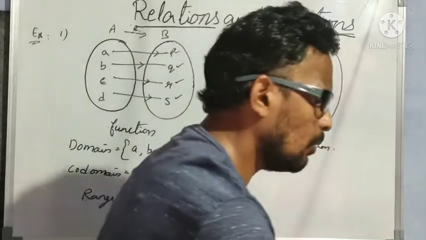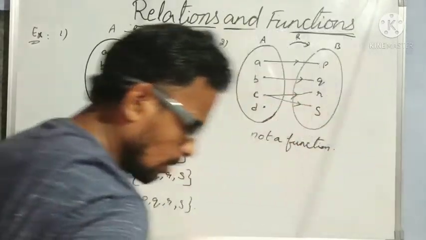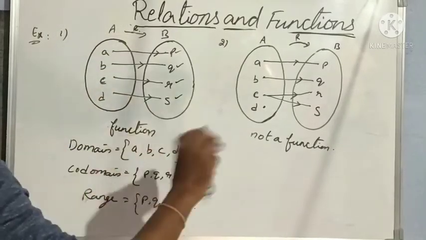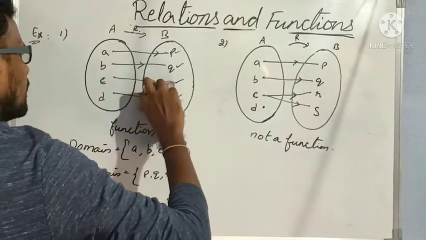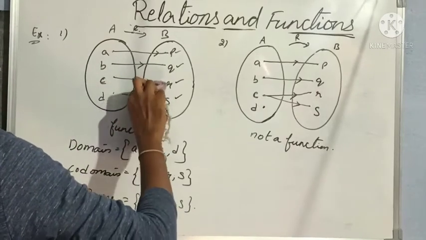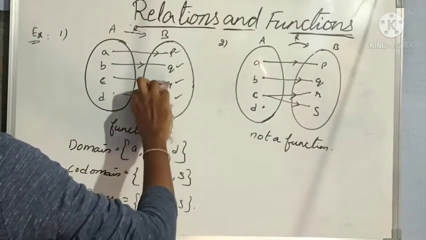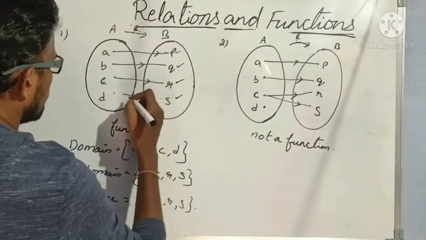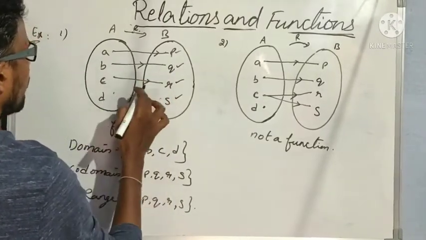Now let us see the variations in domain, codomain and range. Domain will never change. Why? Because in a function every element of A should be mapped. So only codomain and range will change here. Actually, the codomain will also not change, only the range will change depending on the number of elements mapped.